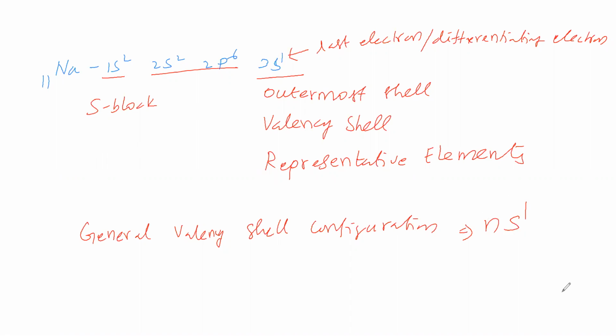Now we will take some other element and say which block it belongs to, whether it is representative or not, and its general valence shell configuration. Suppose we take the element arsenic. Arsenic has atomic number 33.